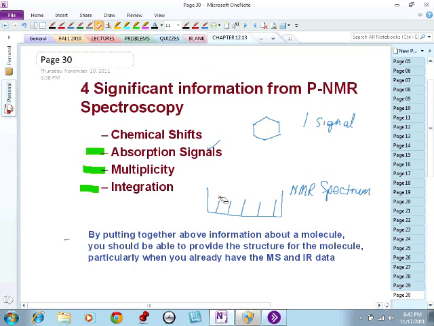Now, the question now is, supposing I give you an NMR spectrum, in this case, a proton NMR spectrum, and that spectrum has 2 peaks. And I tell you that compound is a cyclohexane. Will you tell me that I'm correct or I'm wrong? Wrong. You tell me I'm a liar, right?